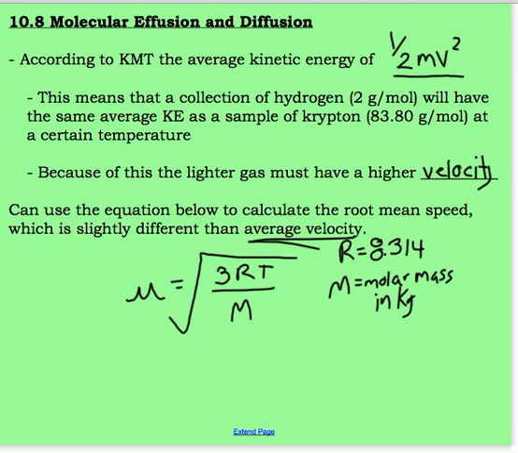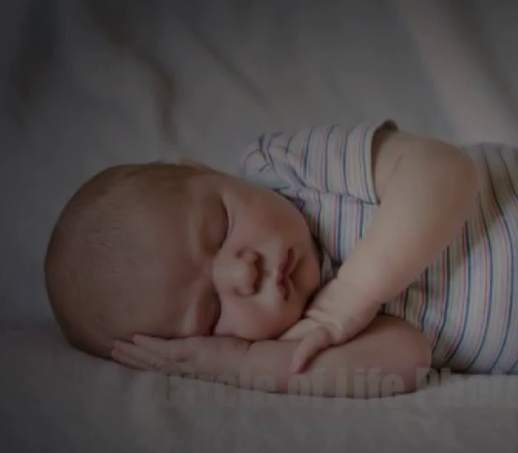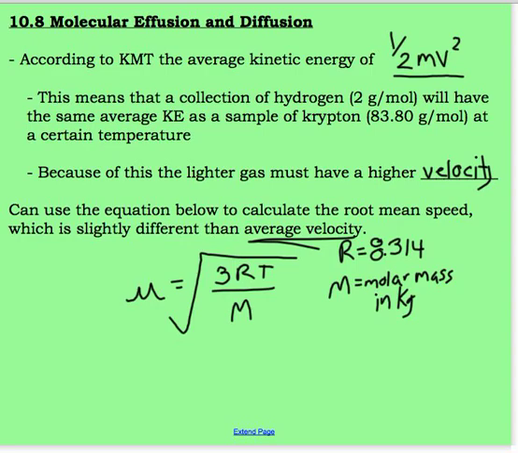The first thing is molecular effusion and diffusion, and it just talks about connections to kinetic molecular theory. According to kinetic molecular theory, we know that there's an average kinetic energy, which is 1/2 mass times velocity squared. And remember, this is only an average, so basically they take all the particles, all their speeds, all their masses, and then this is the overall average.